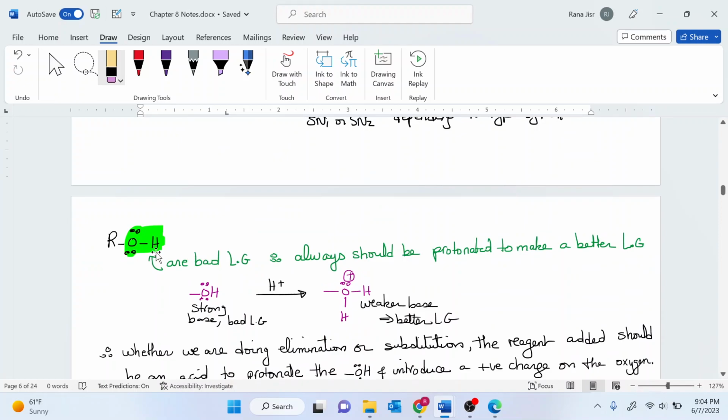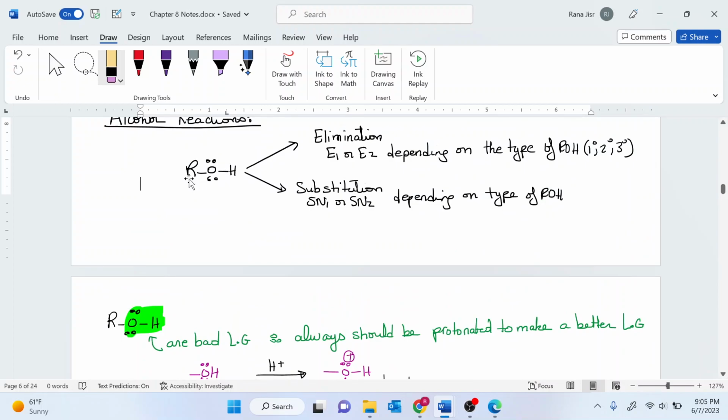Another thing with alcohols is that the OH that you see is a very bad leaving group. So in order to make it a good leaving group, you have to make it a weaker base. We know that OHs are strong bases. To make it a weaker base, you have to protonate. Protonate means add a hydrogen. To add a hydrogen, your reagent has to be an acid.